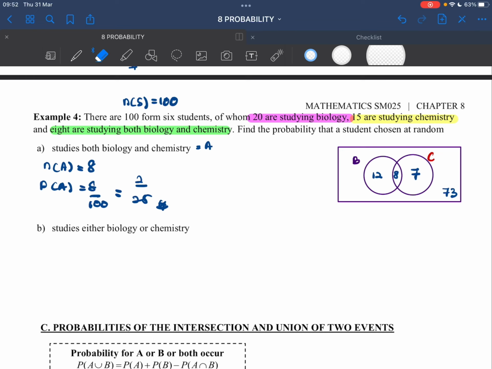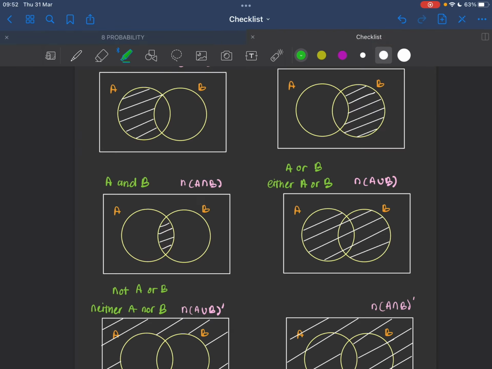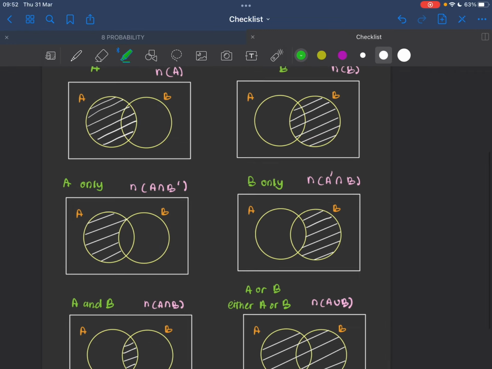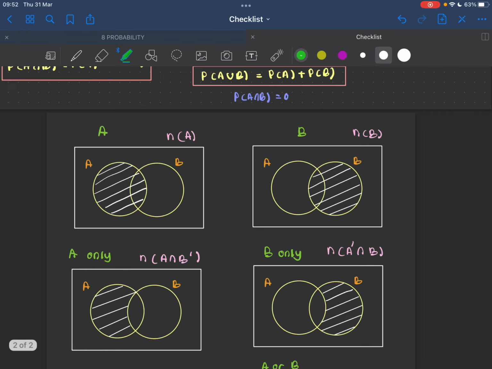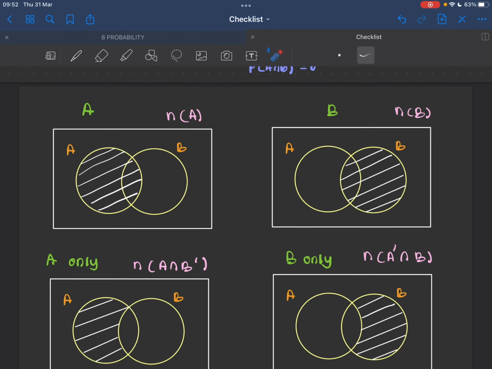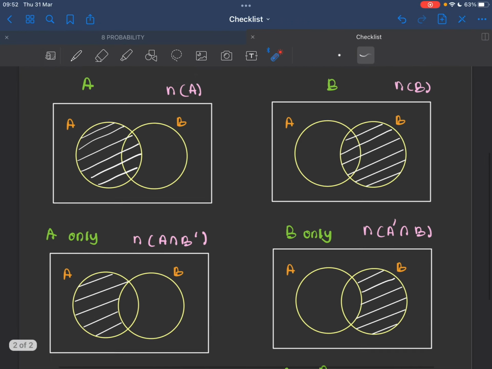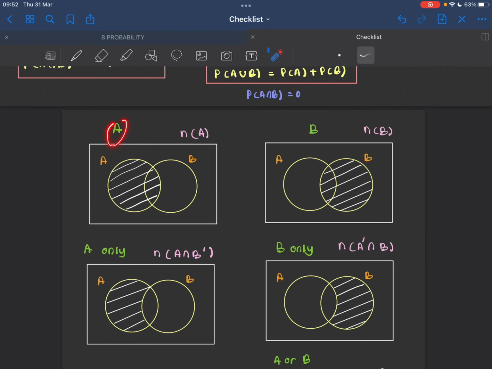You want to find the probability that a student chosen at random studies either biology or chemistry. So here the keyword is either, or. Before that, let's look at all this Venn diagram that we have. We're going to see more on Venn diagrams at the end of this chapter, but we just introduce it first. This one here we are going to see in the next subtopic. So for now, let's just focus on the green one here.